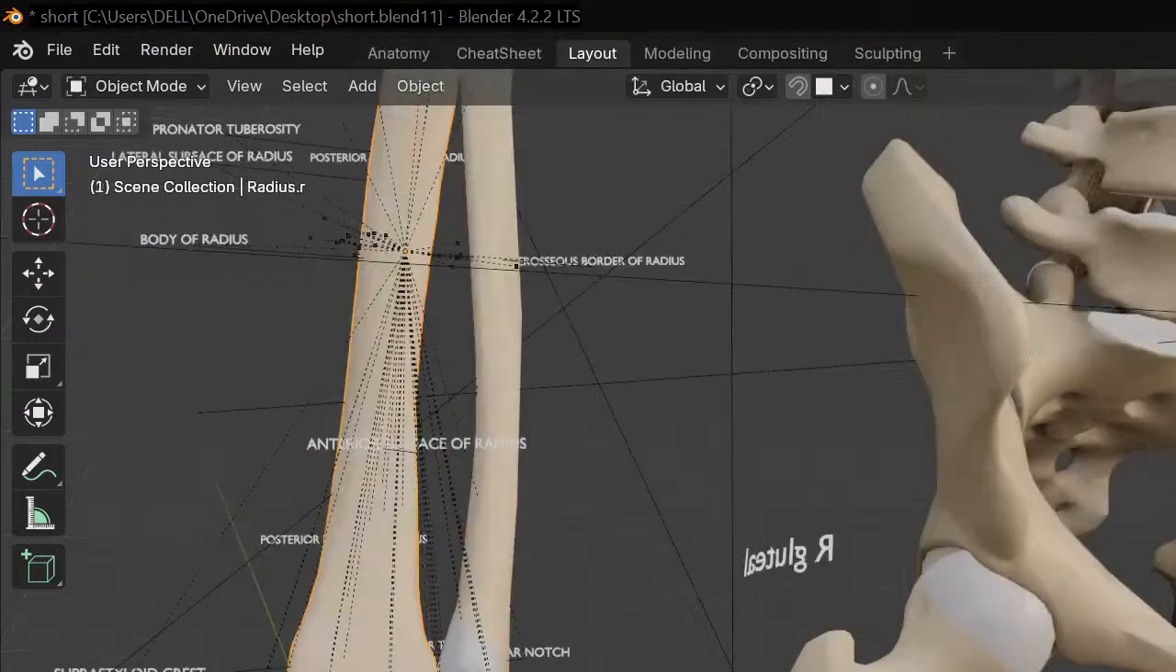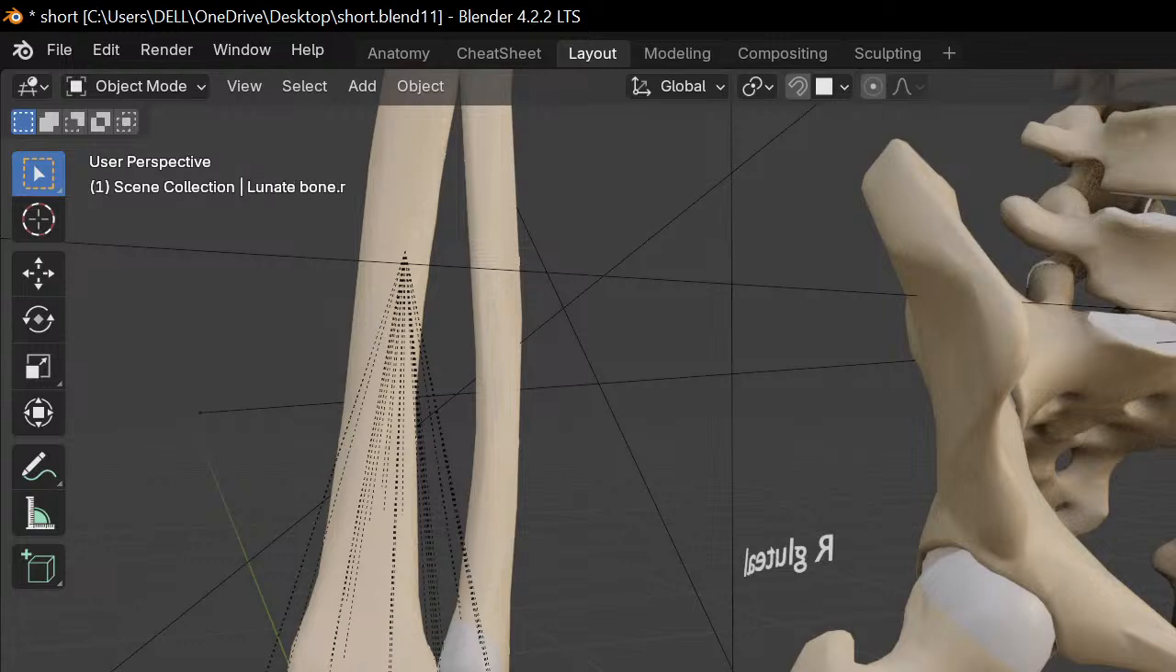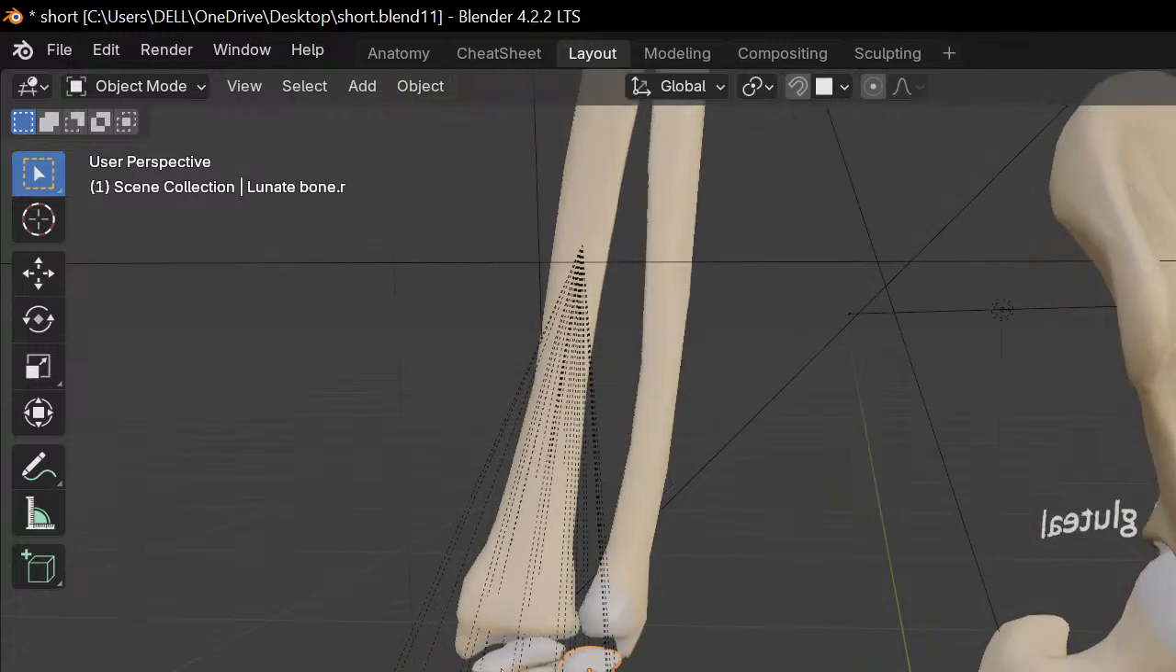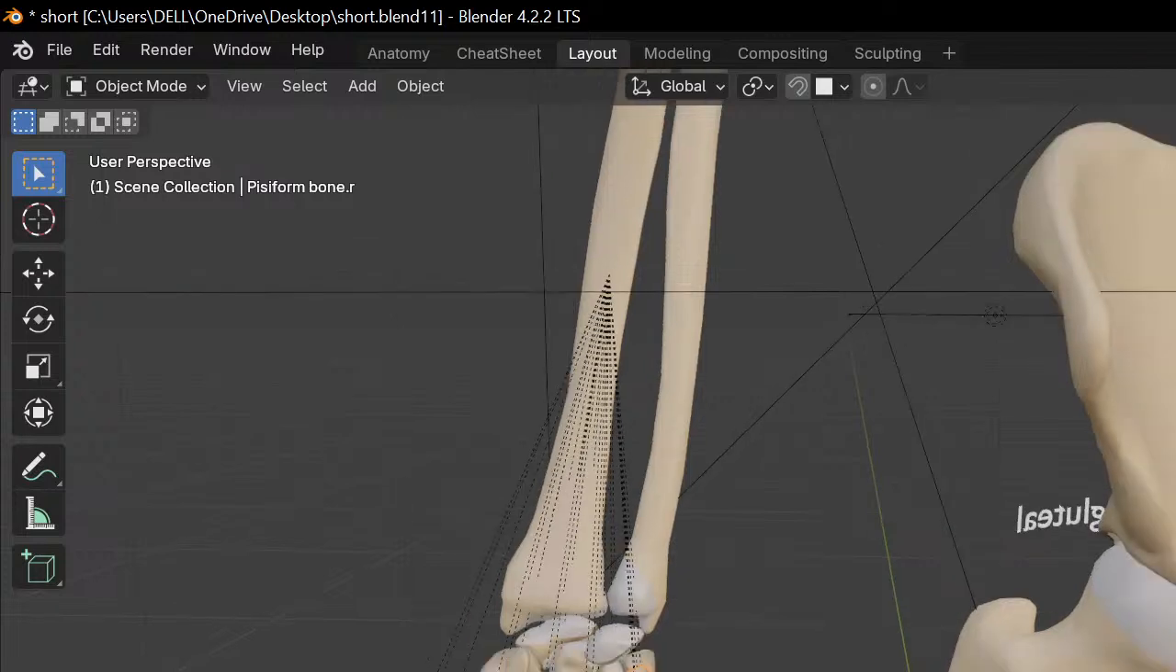So if we go to the high resolution image, we can see the scaphoid, the lunate, the triquetrum, and then the pisiform. So the pisiform is a sesamoid bone, and it is located in the tendon of the flexor carpi ulnaris muscle.